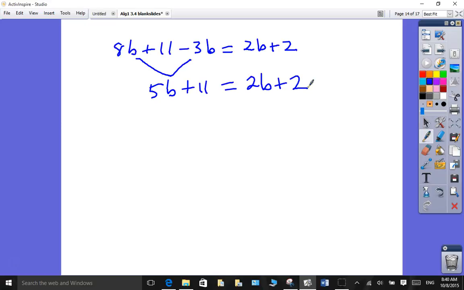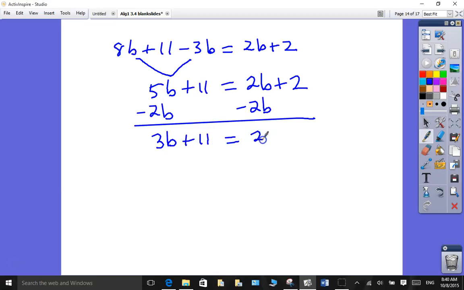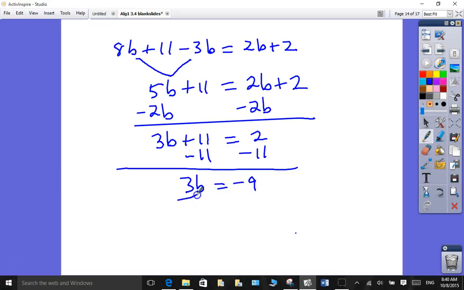Move the variable terms. Which one will we move? The bigger of the two is 5b, so we will subtract 2b. So now we have 3b plus 11 equals 2. Two-step equation. Subtract 11. 3b equals negative 9. Divide by 3. b equals negative 3.